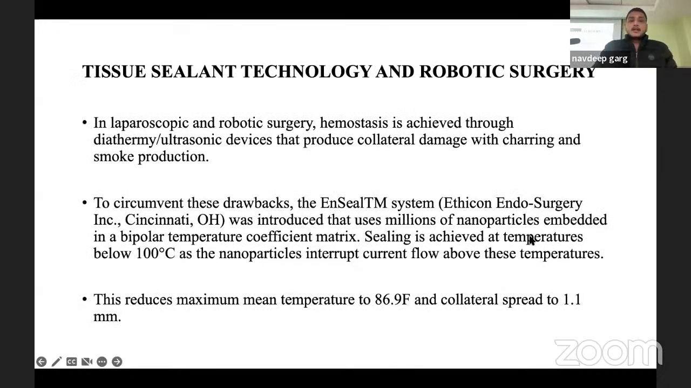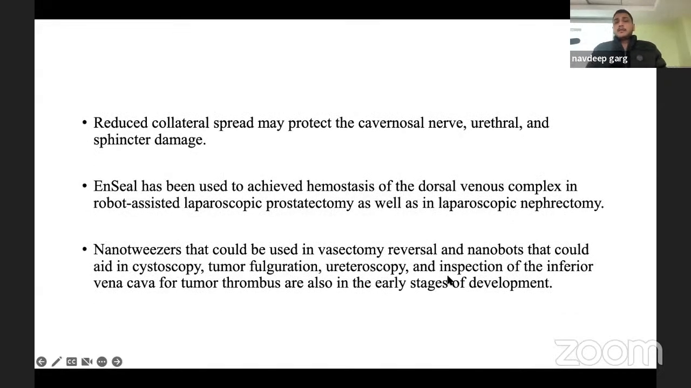Now the role in the tissue sealant technology as well as in robot surgery. In laparoscopic and robotic surgery, hemostasis is achieved through diathermy that causes collateral damage with charring and smoke production. Here, the NCL-TM system was introduced that uses millions of nanoparticles embedded in a bipolar temperature coefficient matrix. The sealing is achieved at temperatures below 100 degrees centigrade as the nanoparticles interrupt the current flow above these temperatures, and it can reduce the maximum mean temperature to 86.9 Fahrenheit and collateral spread to 1.1 millimeter. The reduced collateral spread may protect against cavernosal nerve, urethral, and sphincter damage. It can also be used to achieve hemostasis of the dorsal venous complex in robot-assisted laparoscopic prostatectomy as well as in laparoscopic nephrectomy.